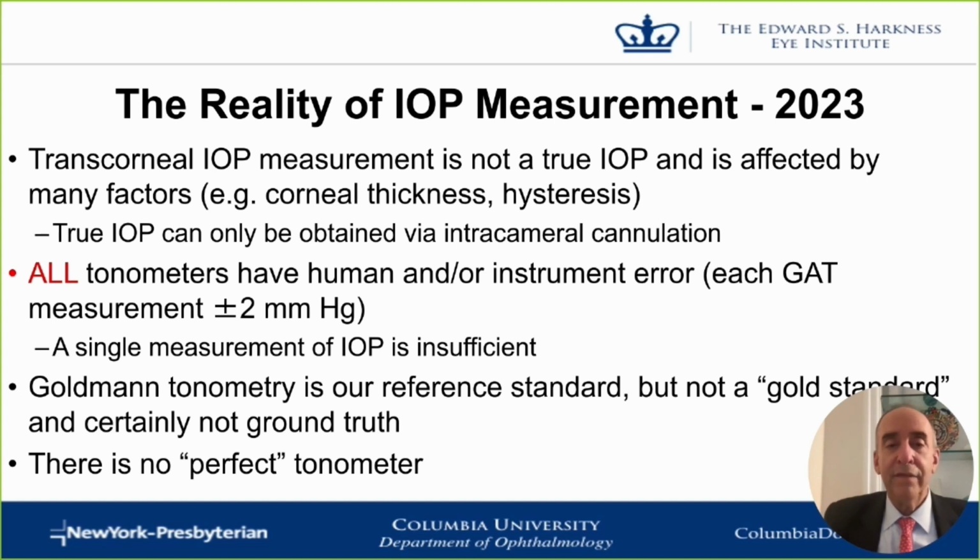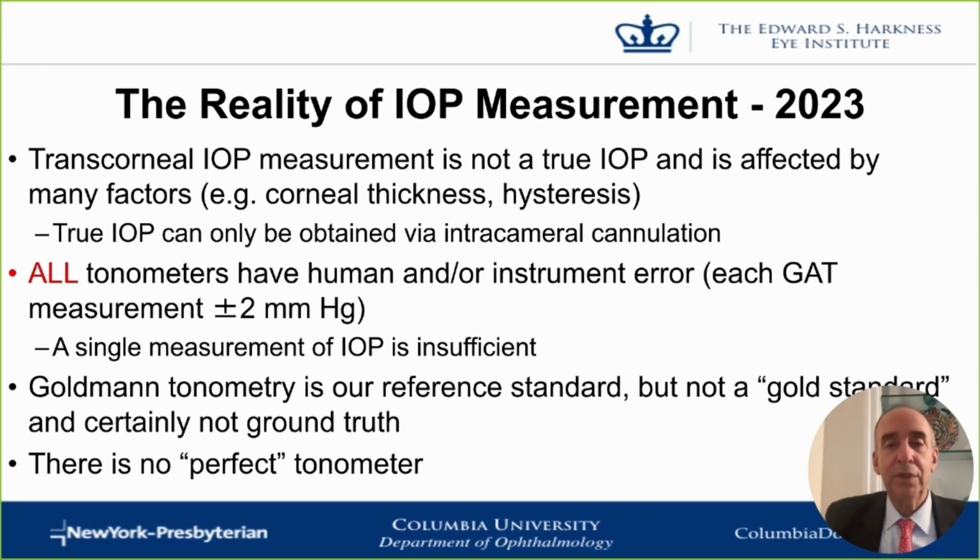The reality of IOP measurement today is that transcorneal measurement of intraocular pressure, as we measure with a variety of tonometers, is not a true intraocular pressure and is affected by many measurement factors, such as corneal thickness or hysteresis. True IOP can only be obtained via intracameral cannulation. In addition, all tonometers have human and/or instrument error. For example, with the Goldmann applanation tonometer, there's a 1 to 2 millimeter measurement error.